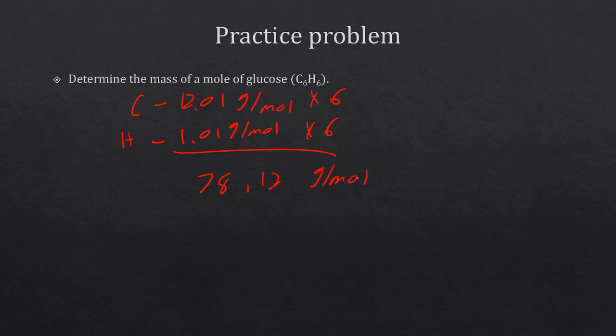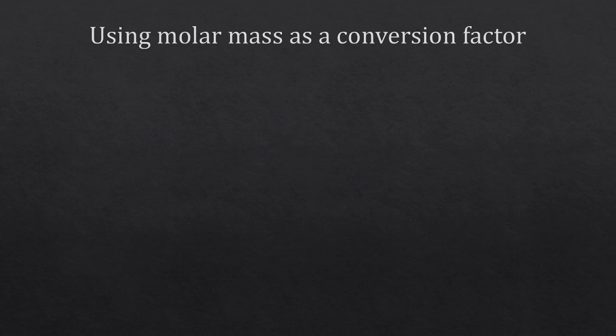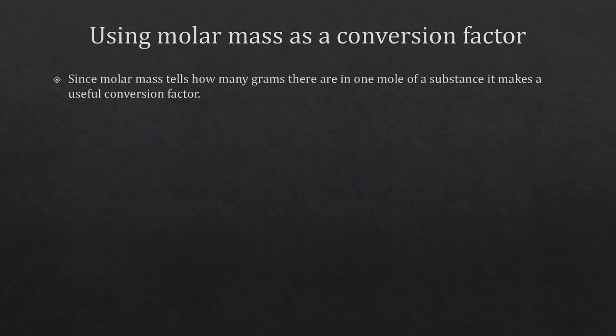Now we can use this to convert things. I realize I sort of jumped ahead when I described this problem. I forgot I've got another problem coming up where we're going to use it as a conversion factor, so I'll show you how to do that. So let's use this molar mass. The molar mass tells you how many grams there are in 1 mole of a substance.